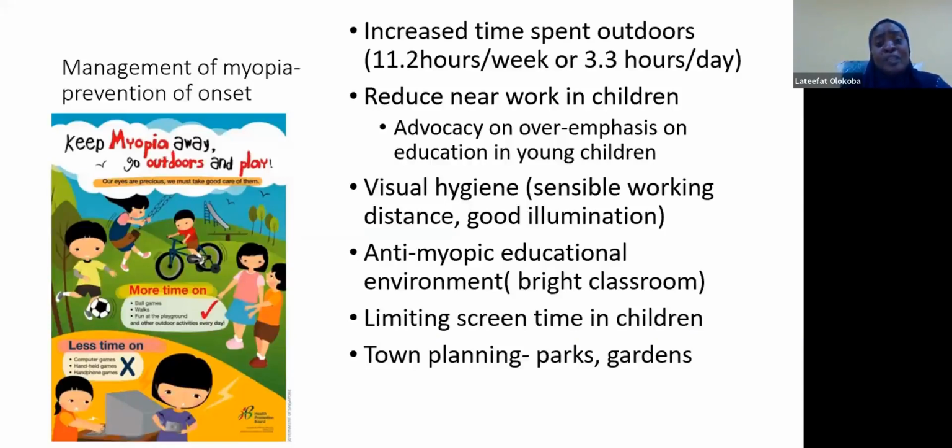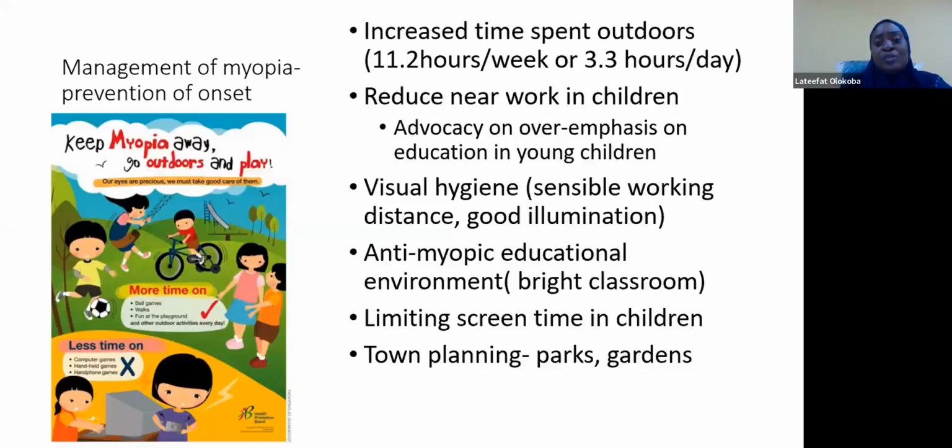So efforts, advocacy, and efforts by non-governmental organizations, by ophthalmologists, optometrists, to the Ministry of Education to increase the number of hours that children spend during break time or during recess, as a means of preventing the onset of myopia or reducing the onset of myopia in these children.